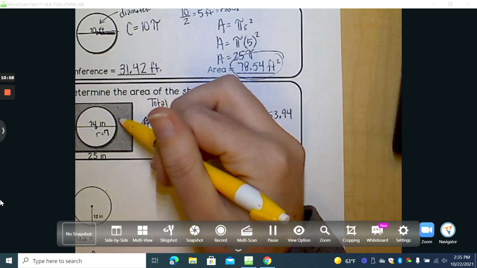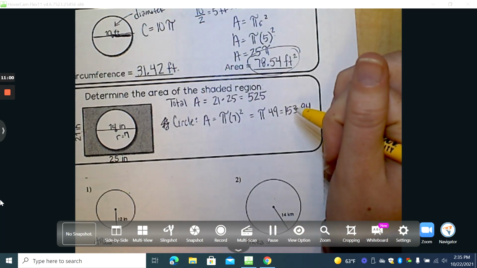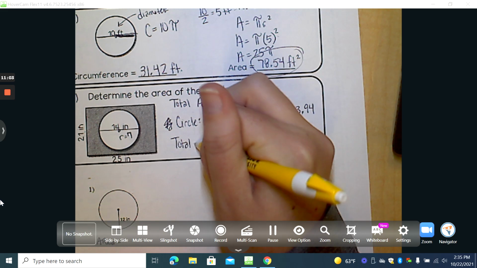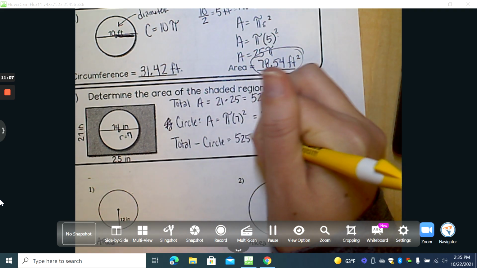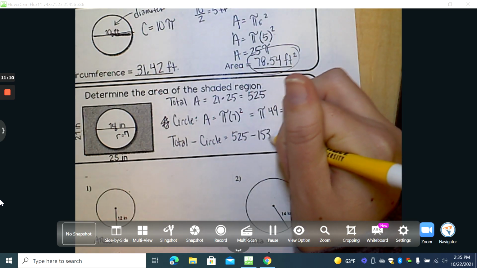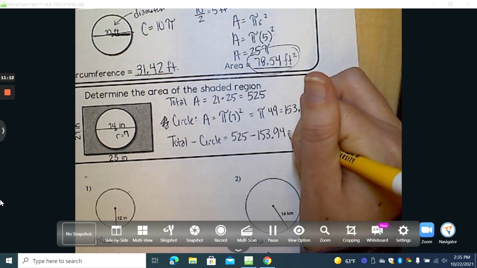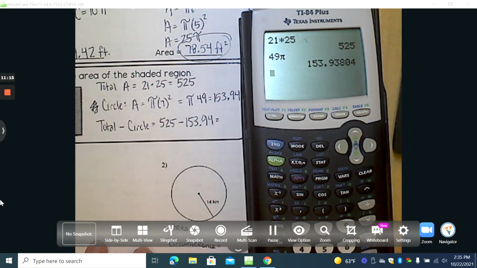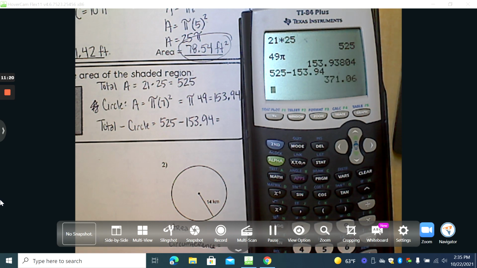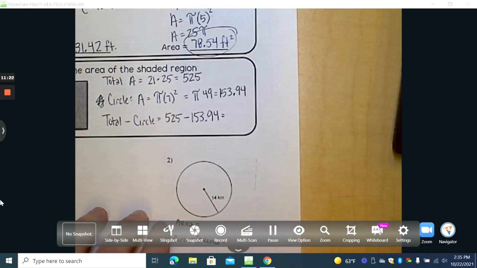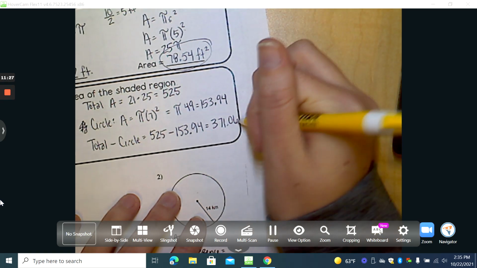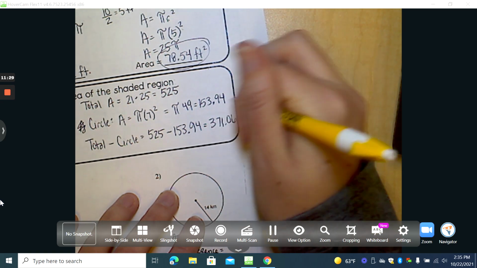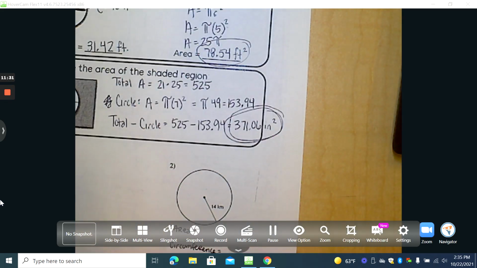And I want to know just the shaded region. So let's subtract total minus circle. 525 minus 153.94 is 371.06. And that's going to be inches squared. And that's my shaded region.